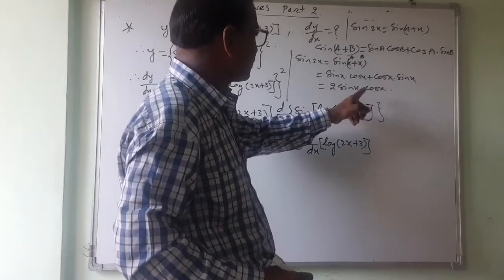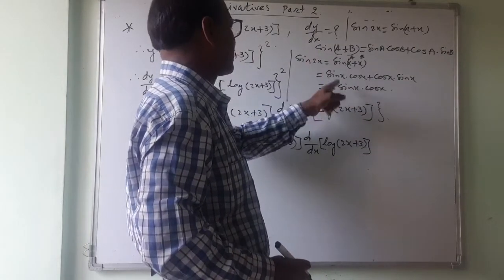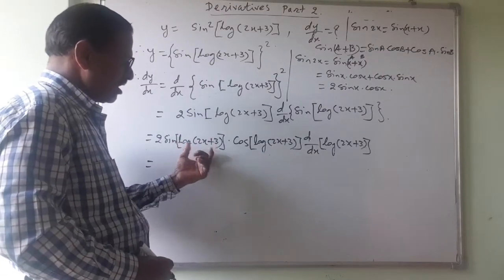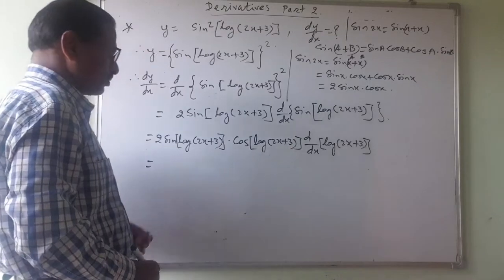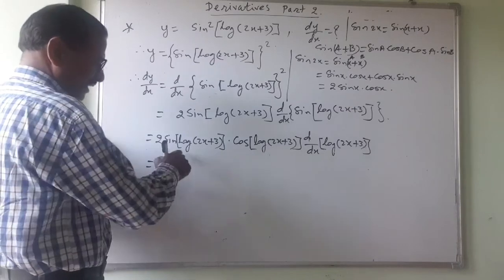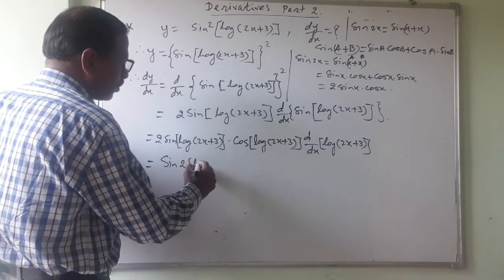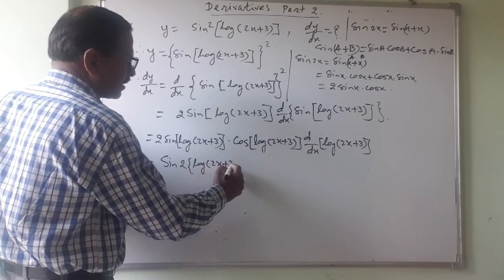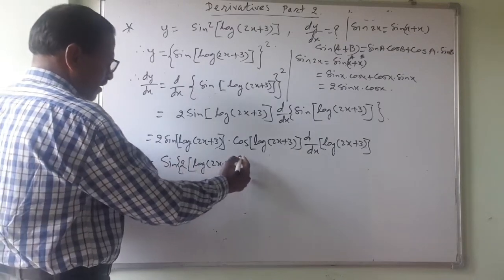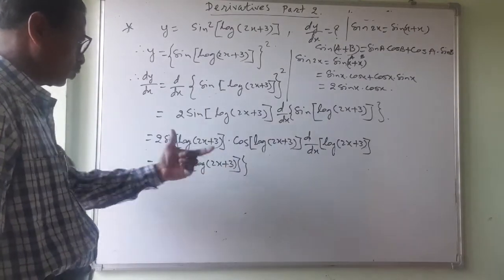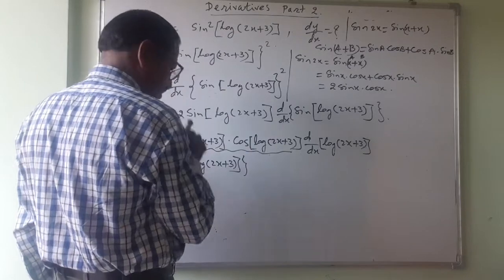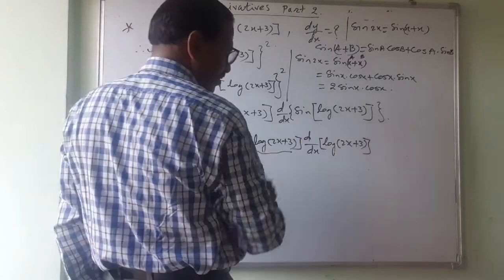So 2 sin x cos x means what? Sin 2 theta, or sin 2x. Here this is also 2 sin theta into cos theta, so the angle will be double. So sin 2 theta. Theta is what? Log of 2x plus 3. This is theta. Check this very properly. This is sin 2x, like that. This much part I reduce to this, into. Now the derivative I have to take.